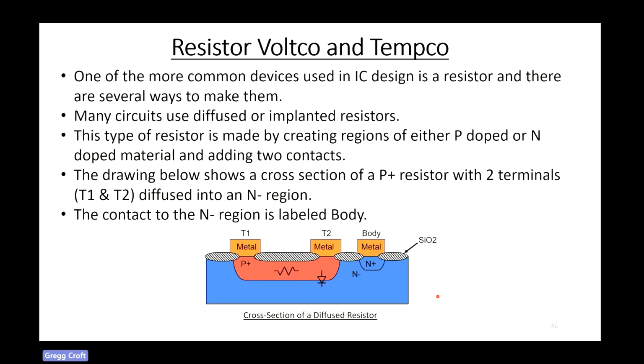Next, I'd like to talk about resistors. And one of the more common devices used in an integrated circuit is a resistor. And there's a bunch of ways to make them. Many circuits use diffused or implanted resistors. This type of resistor is made by implanting or diffusing a region doped in either N or P material and then adding two contacts. So this drawing below here shows a P plus region that's been diffused into a wafer. We've added two contacts, terminal 1 and terminal 2, and there's a body contact here for the N minus region below.